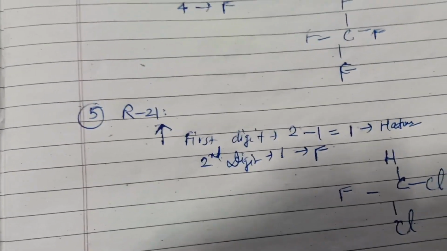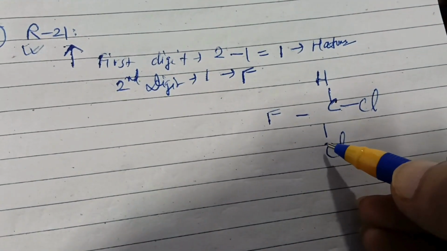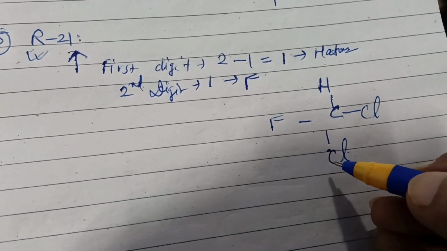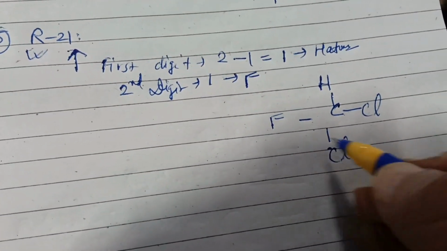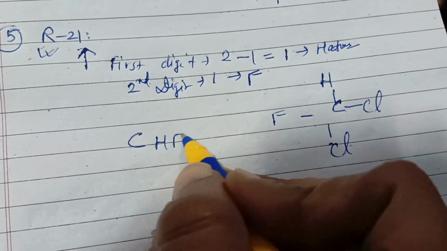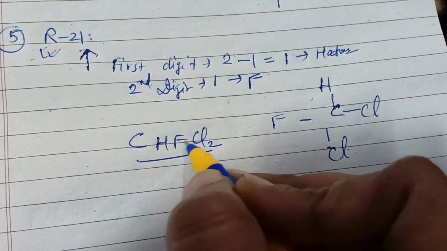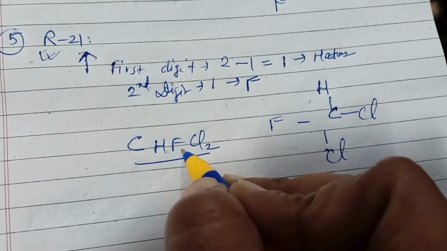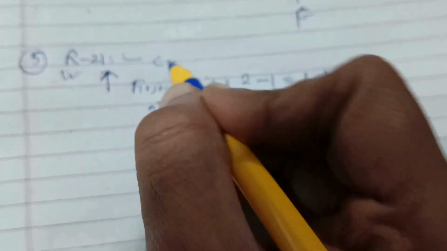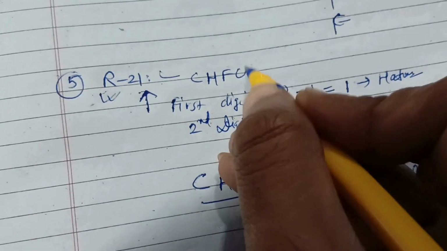In the case of a methane-based refrigerant, had it been ethane-based, one of these four bonds could be taken by another carbon atom. But here that is not the case. That is why the formula is CHFCl2. This is very easy. Why? One hydrogen, one fluorine, and two chlorine. So this is the formula for R21, CHFCl2.